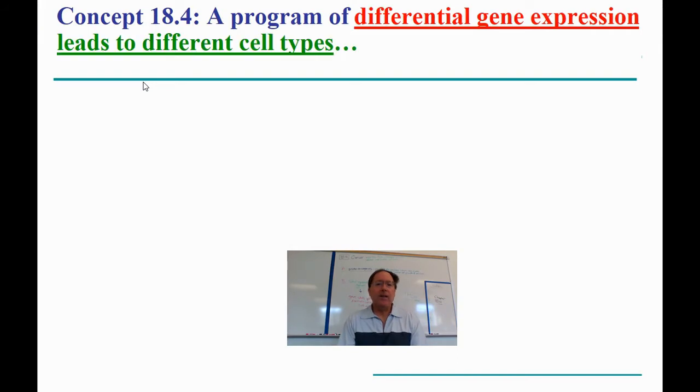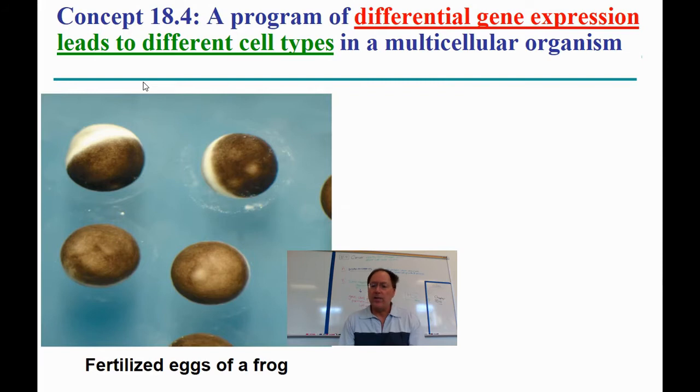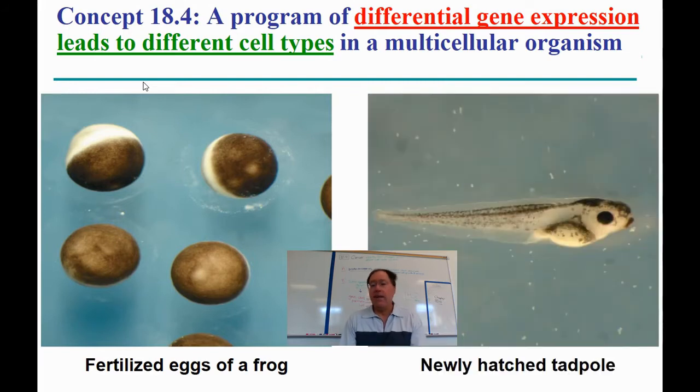Well, here's the title of 18.4. It says a program of differential gene expression leads to different cell types in a multicellular organism. And the example they give you in your textbook are these frog eggs. And eventually, how do they know to become a tadpole and then eventually metamorphose into what we know as a frog?